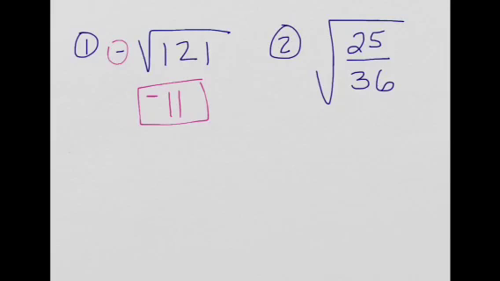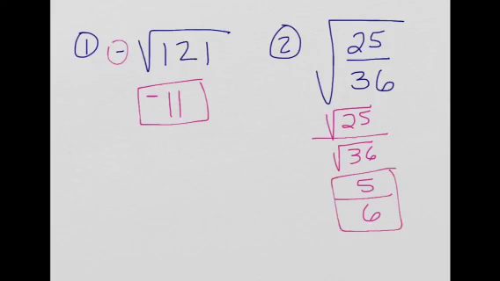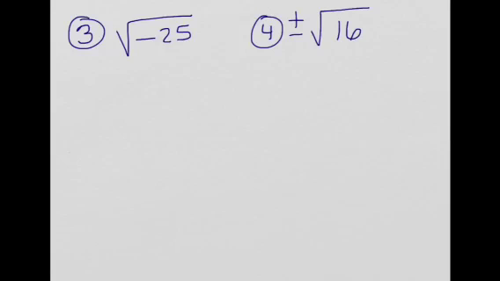Square root of 25 over 36. We have to rewrite that as the square root of 25 over the square root of 36. The square root of 25, you can use your calculator, is going to be 5, and the square root of 36 is going to be 6. Square root of negative 25. Because the negative is inside the radical, there is no solution. Number 4, we're looking for the positive and the negative root of 16. Well, the square root of 16 is going to be 4, and it's positive and negative 4.